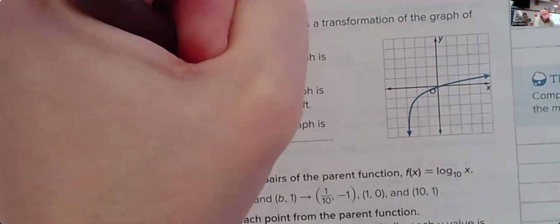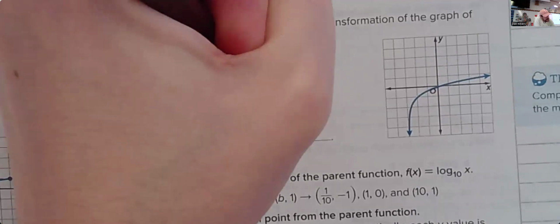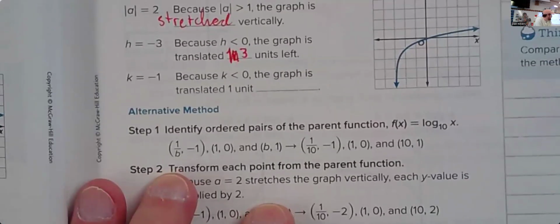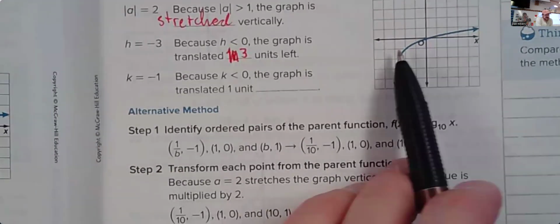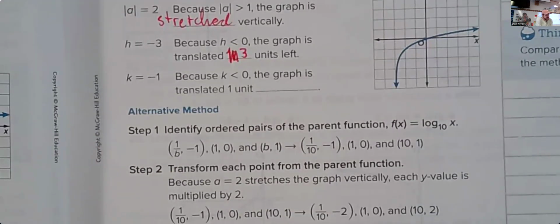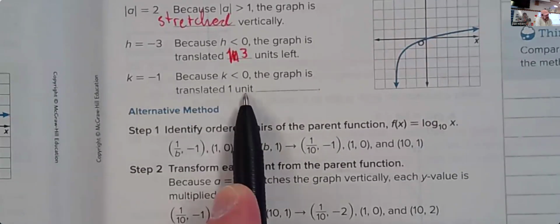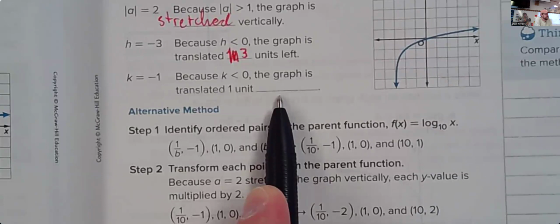It already says left, 3 units left. It wanted the number, not the direction. It told us the direction. All right, so it was shifted left, which actually means we end up with a y-intercept this time. k is -1. It's been translated 1 unit, what direction? Down, yeah.